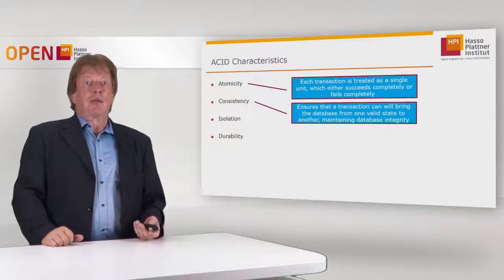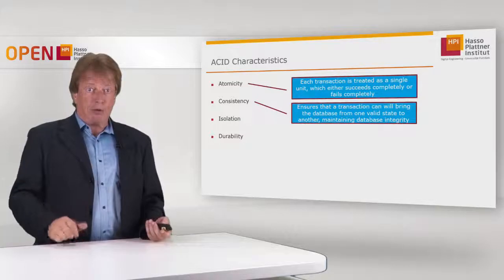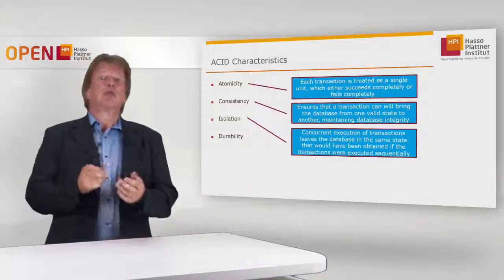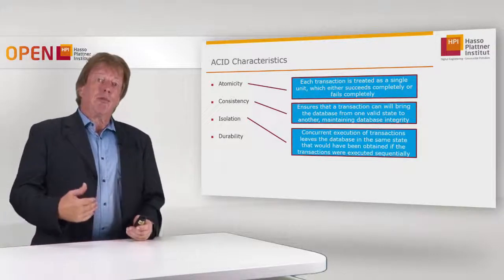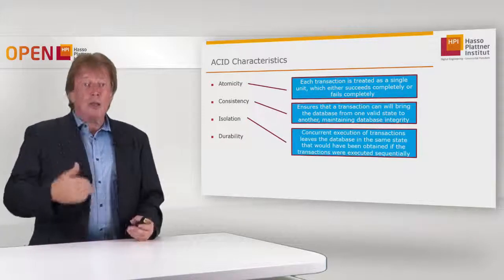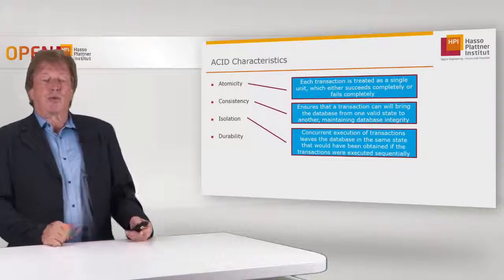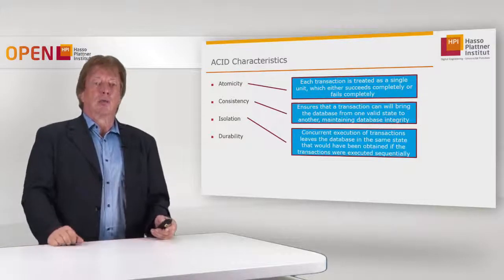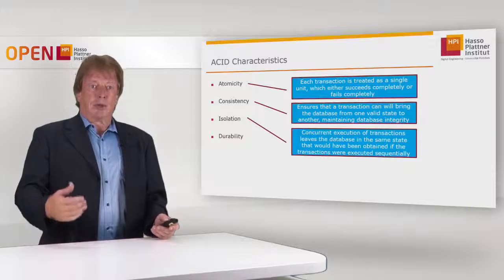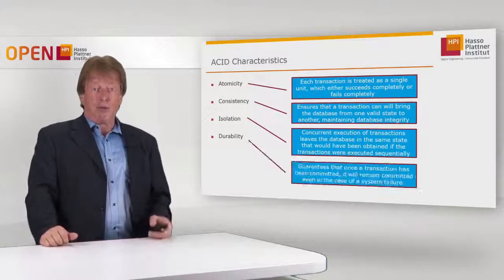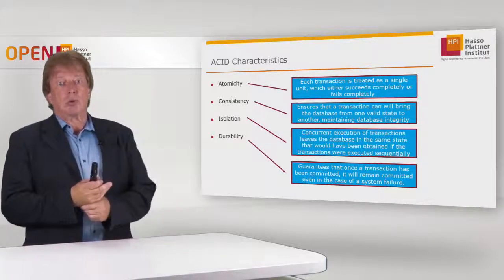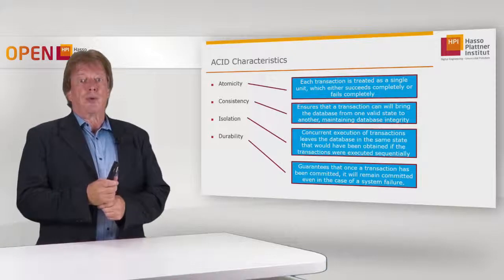And the third is isolation. Isolation has to do with concurrency in such an environment. It means that we have a lot of activities in parallel, and each activity is treated by its own. So isolation is a very important characteristic to fulfill within transaction environments. And the last thing is durability. Durability guarantees that when a transaction has been completed, it will remain committed.